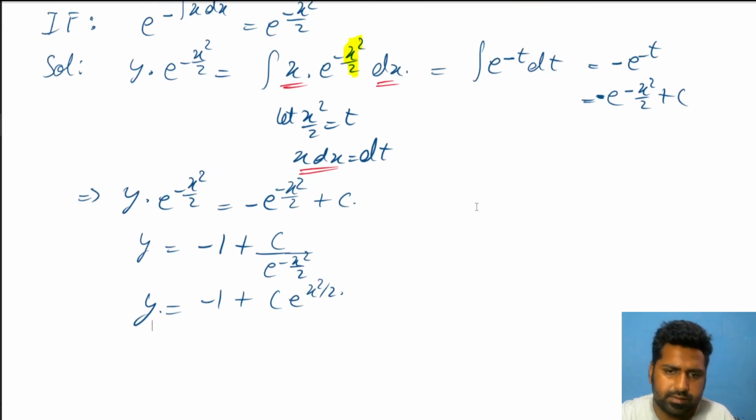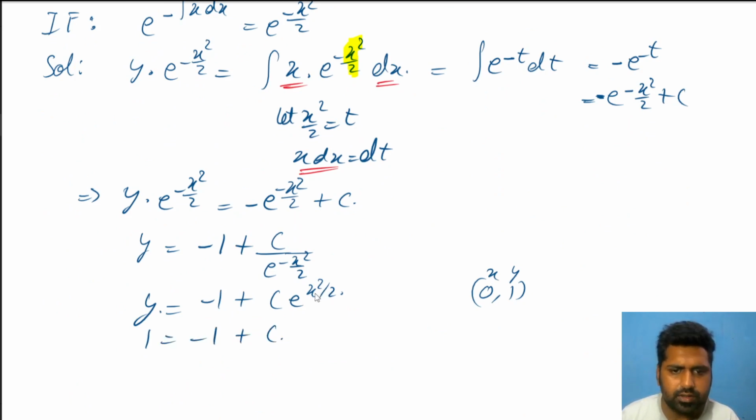The point was given 0 comma 1. That means if this is a curve and it is passing through 0 comma 1, this is the value of x, this is the value of y. Let's put in this equation. Y is 1, minus 1 plus c into e raised to power 0 is 1. Anything raised to power 0 is 1. So we get c value as 2.